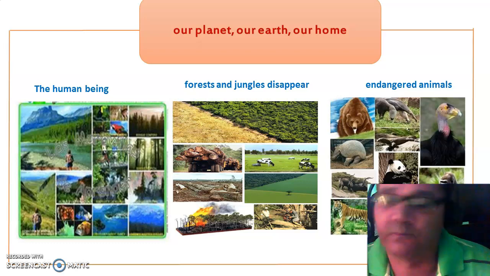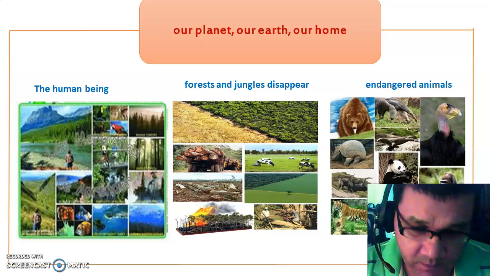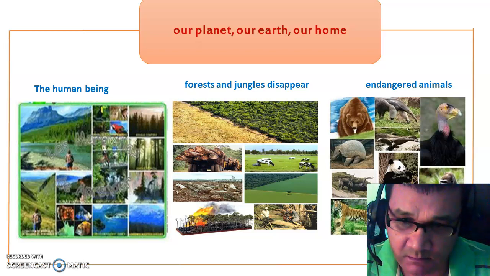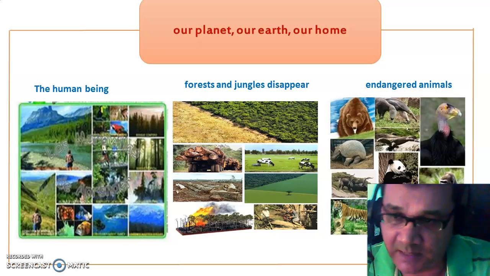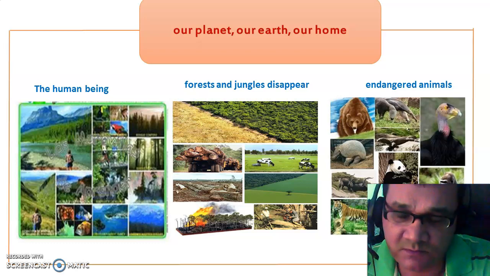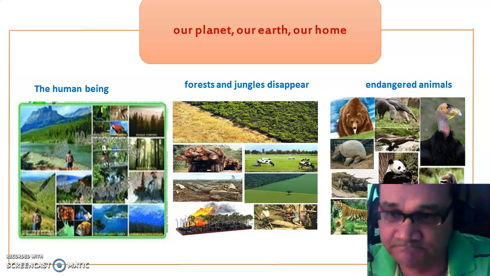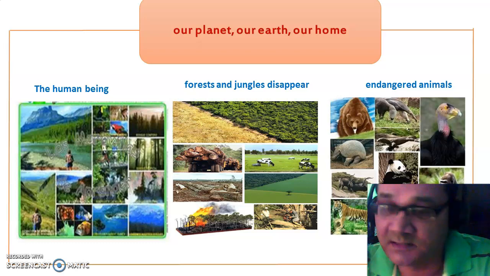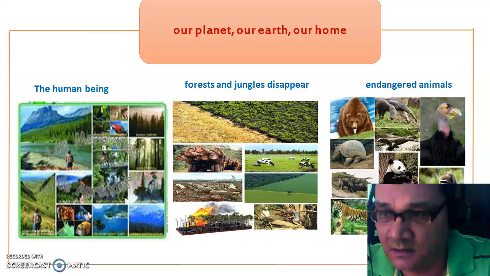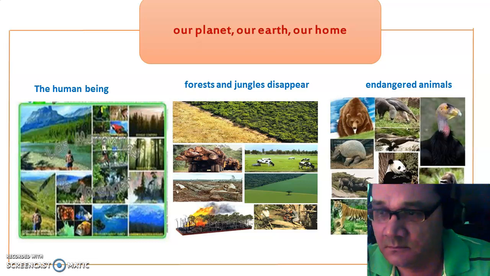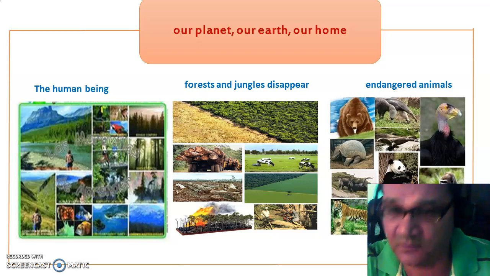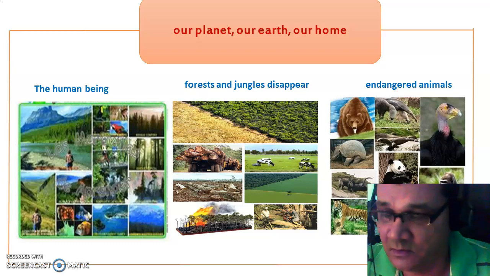Our planet at this moment, and where will it be tomorrow? The planet's question. Then the human being, and the forest and jungle disappear, and there are animals. I will explain it in the following way.